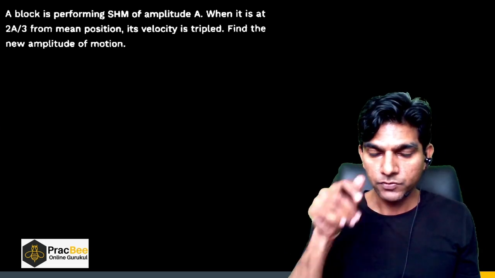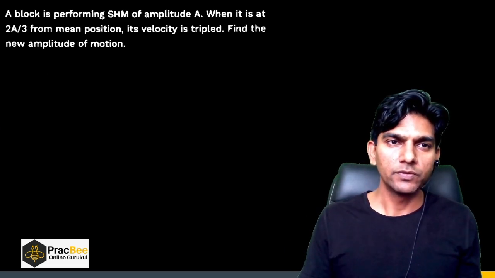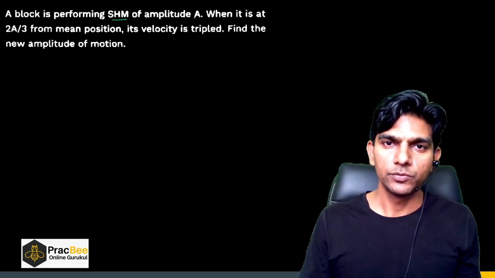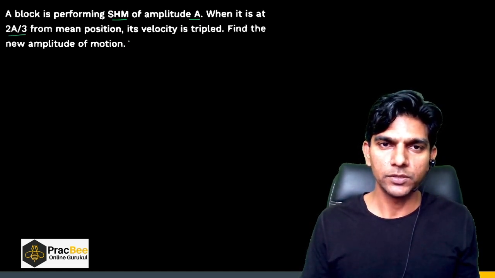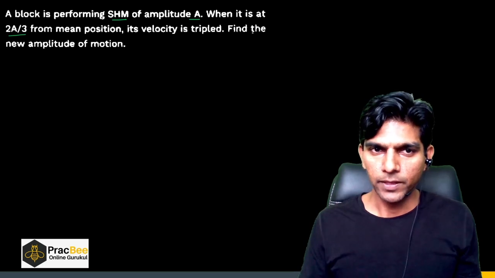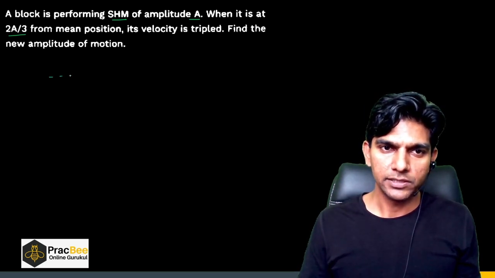Right. So the next question is from simple harmonic motion. What is given is that a block is performing simple harmonic motion of amplitude A. When it is at 2A by 3 from the mean position, its velocity is tripled. Find the new amplitude. Okay, let us see.